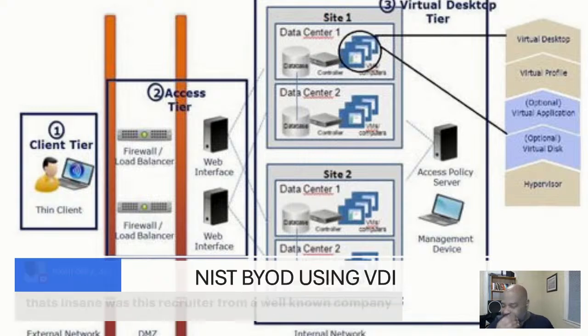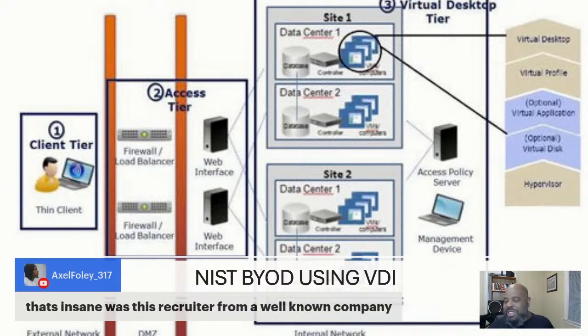Let's see. Yeah, 317. I thought that was insane. Was this recruiter from a well-known company? No, I've never heard of him. He was from a medium-sized company, but the crazy thing is 317 is supposed to be a security company. So that's the insane part about it. You're asking me to commingle work? It's like, dude, you've got to know. So basically I told him, let me know.